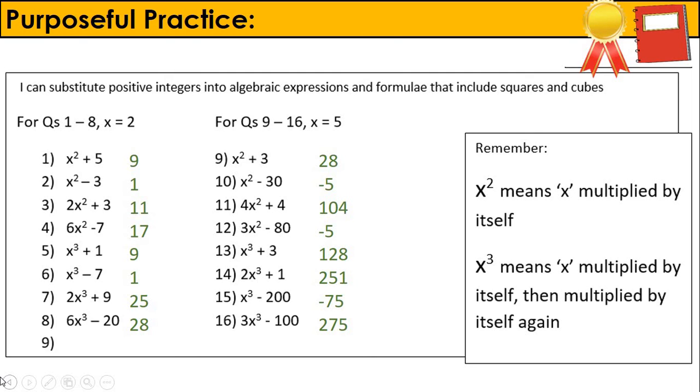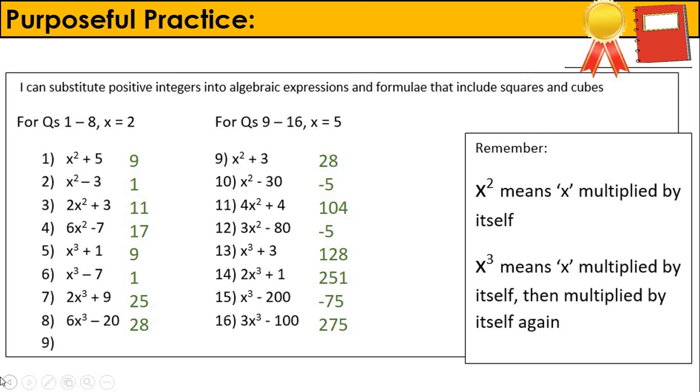Okay, it's just worth mentioning, for example, on question 4. If we look at question 4, it's 6x squared minus 7. Now, our rule tells us that we will do the indices first, which is x squared. X is 2, 2 squared is 4, then we would do the multiplication. So 4 times 6 is 24, then minus 7 gets us to 17.